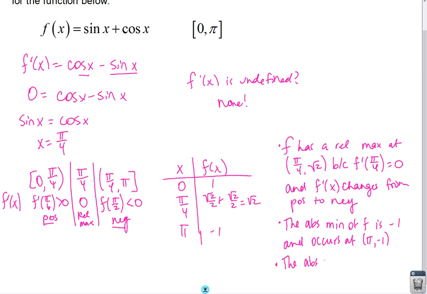The absolute maximum of f is, all right, so you've got 1 versus root 2. Well, I'm going to tell you that the square root of 1 is 1, so the square root of anything higher than that has got to be bigger than 1. So your absolute maximum is root 2, and it occurs at pi over 4, root 2. Notice in this case, your relative and absolute maximum were at the same place. That's allowed to happen. Sometimes they can be the same, but they don't always have to be the same.